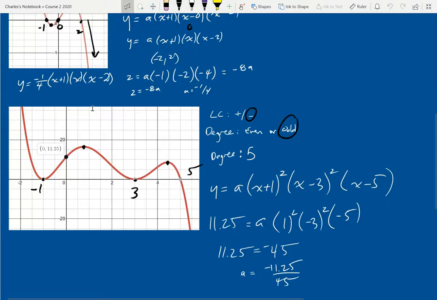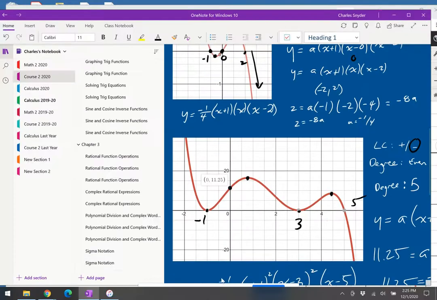Okay, so this is going to be y is equal to -1/4 times x plus 1 squared times x minus 3 squared times x minus 5. There you go. That's what you should know.